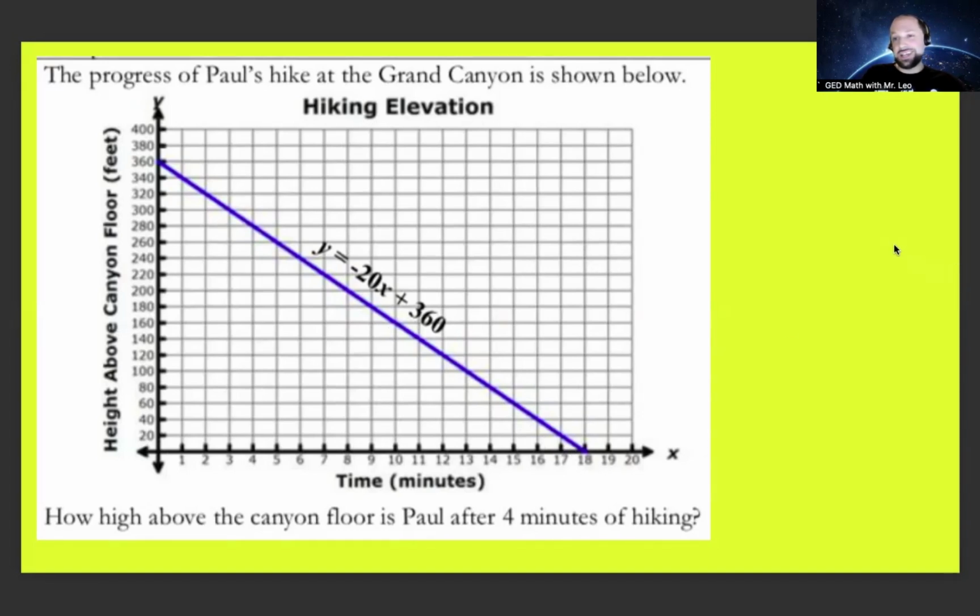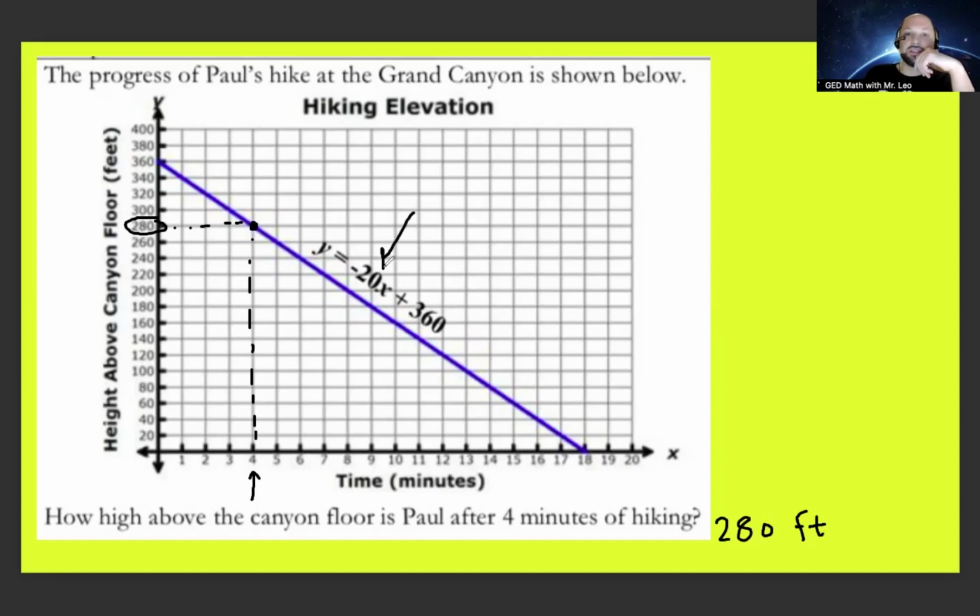So the question here is actually easy. How high above the canyon floor is Paul after 4 minutes of hiking? Well, here's 4 minutes. So we would go up here, that's right here, and we would get our answer is 280. The answer here is 280 feet. But really, that's not why I'm showing this to you. I'm showing this to you to really understand the negative slope.